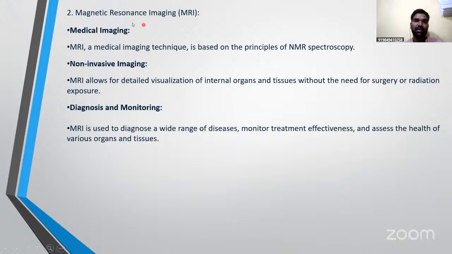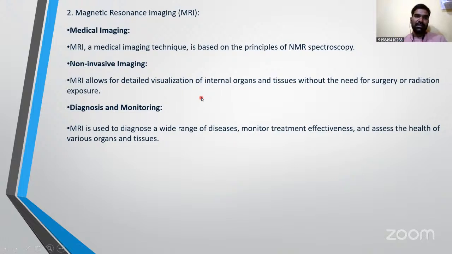Next one is magnetic resonance imaging. Medical imaging, as we have just said. It is a medical imaging technique based on the principle of NMR spectroscopy. So based on NMR spectroscopy only, this magnetic resonance imaging is done. Non-invasive imaging: MRI allows for detailed visualization of internal organs and tissues without the need for surgery or radiation exposure. So this gives detailed visualization of internal organs without any radiation.